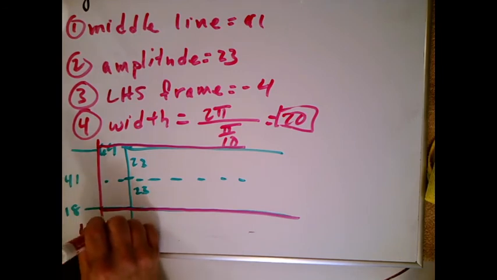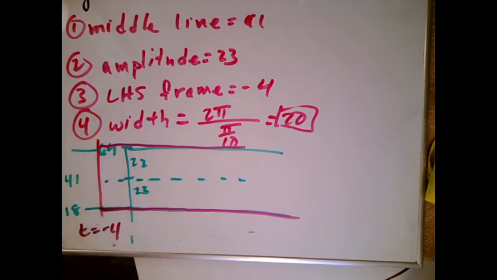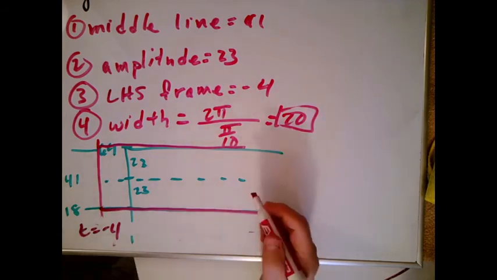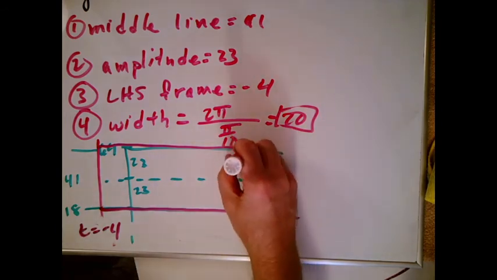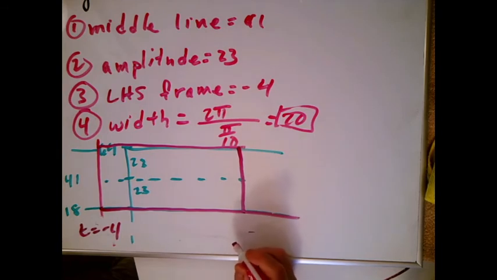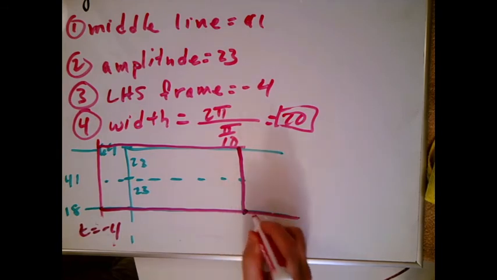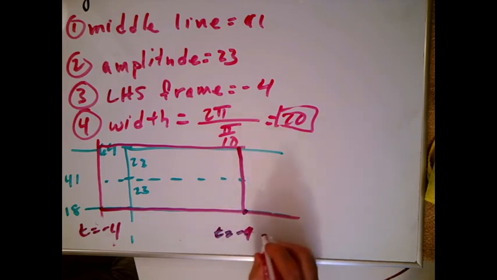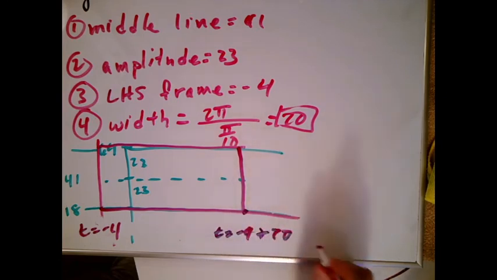Why is that better? Because the middle line's not in the middle. Where am I supposed to put the right-hand side? Well, I know the left-hand side is at -4. I know the width of the frame is 20. So what I'm going to do is come over to here like this. And what do I do? Well, how did I get to this spot right here? I started at -4, and I added 20 to get the right-hand side. So this is going to be 16.